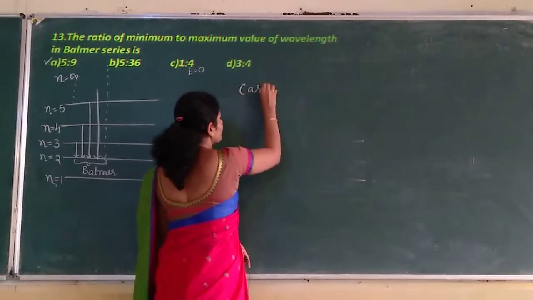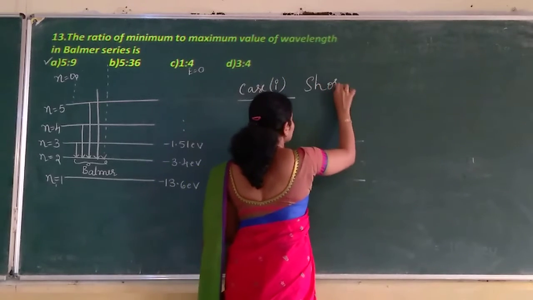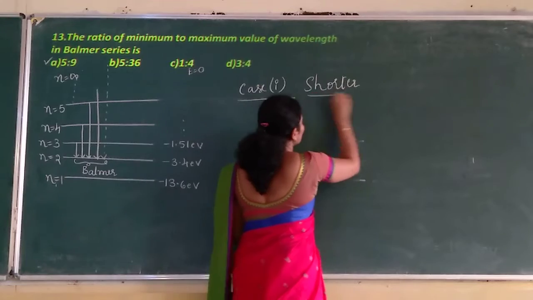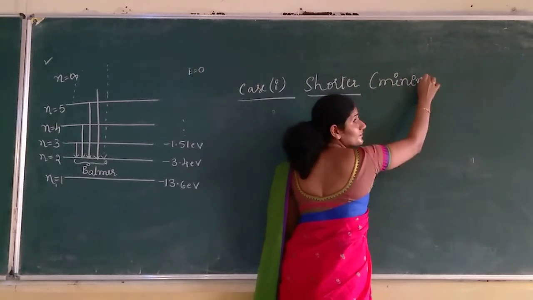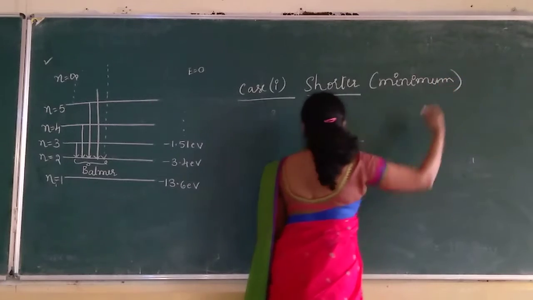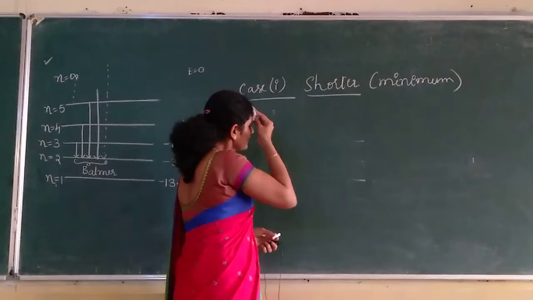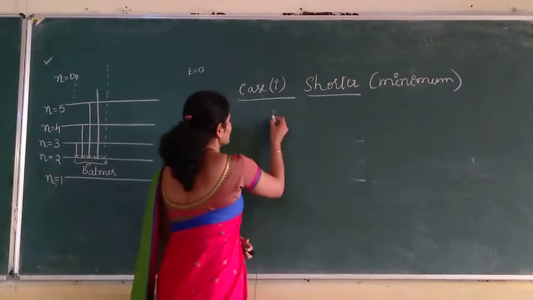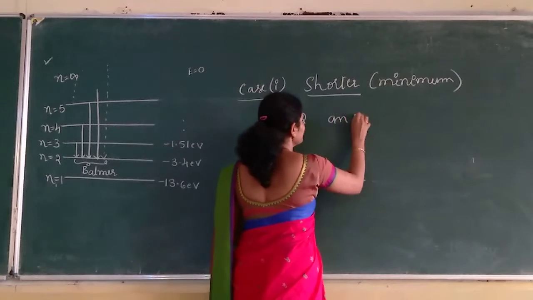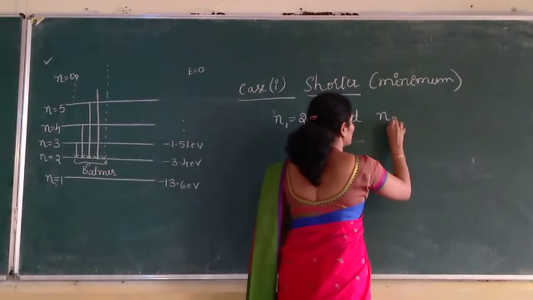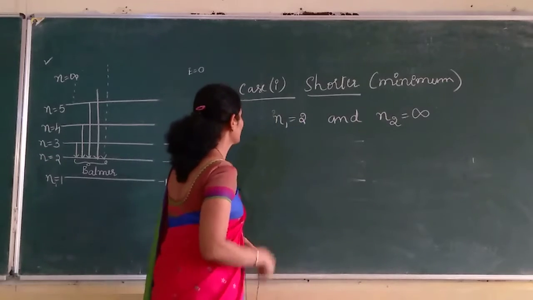case 1, for the shorter wavelength or for minimum value, n1 is equal to 2 and n2 is equal to infinity. So wavelength is less.